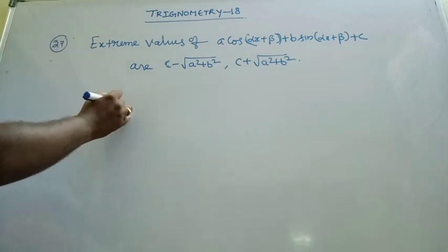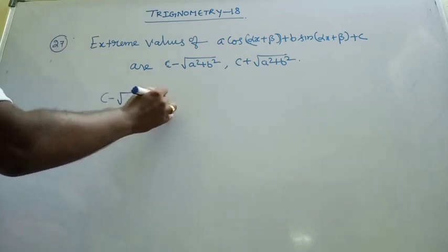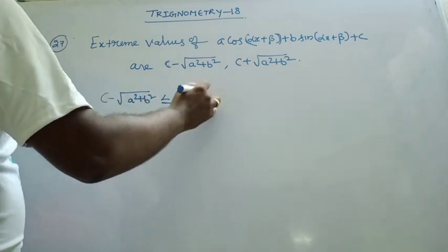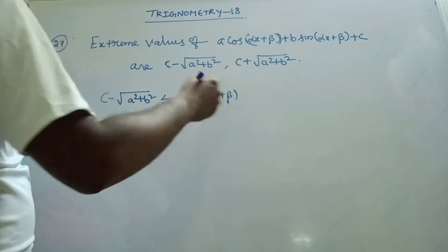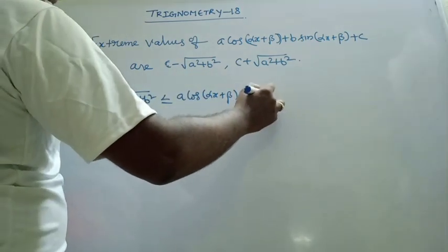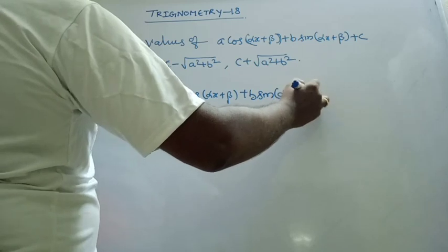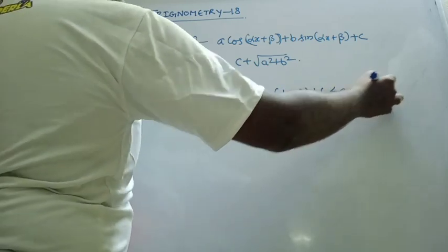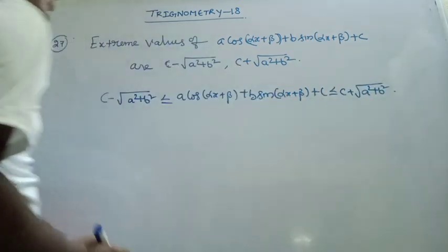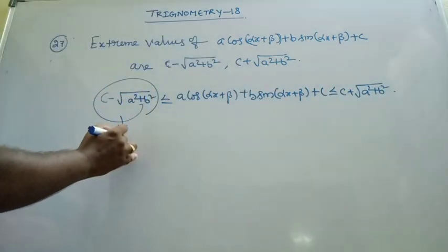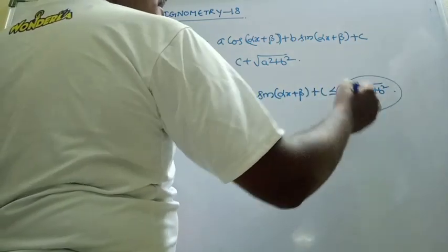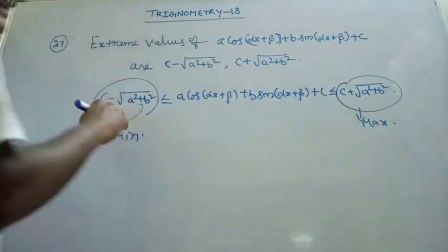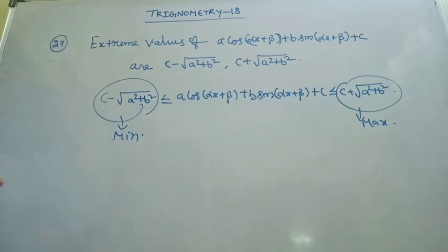You are going to get c minus root over a square plus b square lesser than or equal to a cos of alpha x plus beta, whatever may be the angle, you will get the same thing, plus b sin of alpha x plus beta plus constant, lesser than or equal to c plus root over a square plus b square. That means this is the minimum value, and this is the maximum value, right? Minimum and maximum values are these. This is just a corollary of the main result. That means it is a sub result based on the main result, right, my dear students, like this.